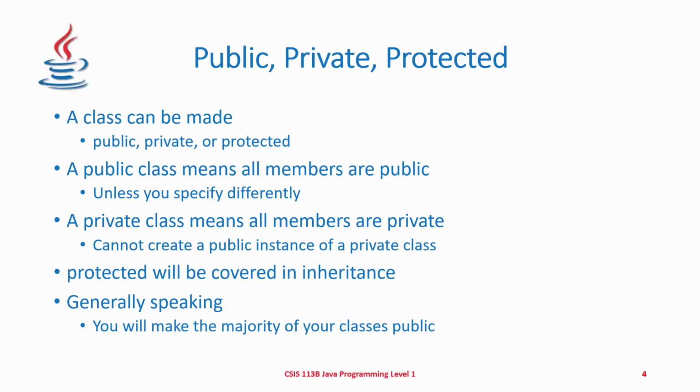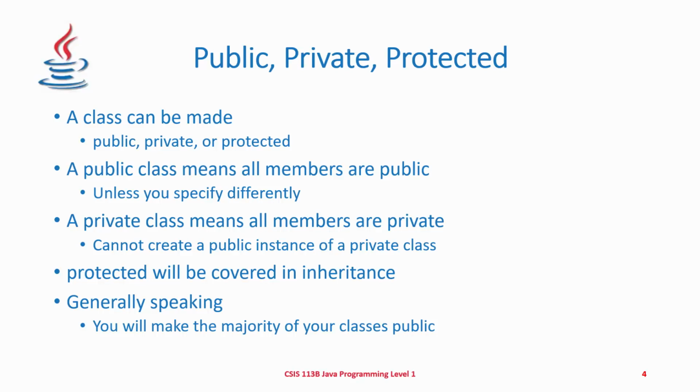So public class just means that all members are public by default. You can go in and specifically, and we'll show you a demonstration of that, define that some of your methods, or specifically really the data portion of your class, will be designated as private. A private class would mean that all members are private, again by default, but that does also prevent us from being able to create a public instance of that private class.